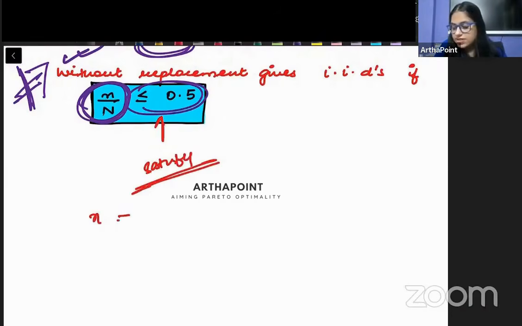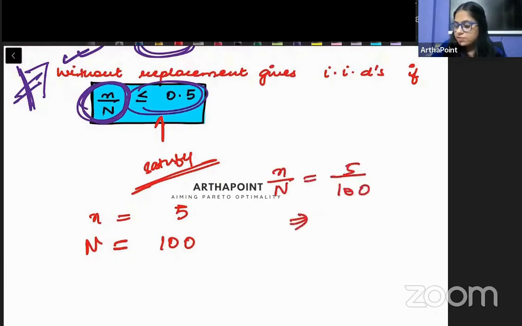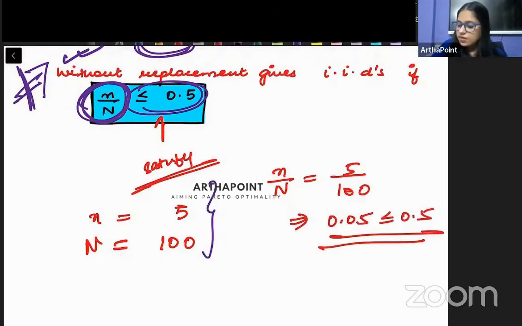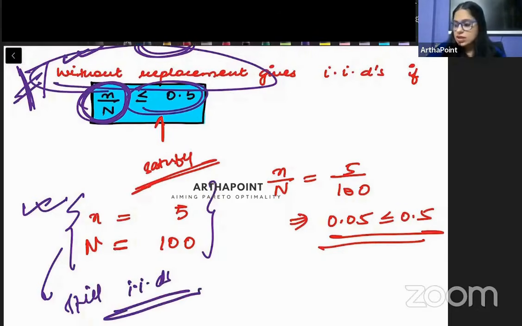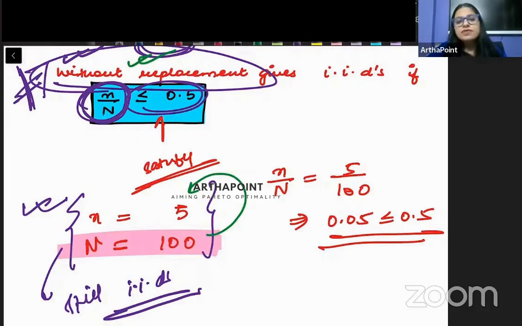So for example, if I tell you that the sample size is 5 and the population size is 100, what is my n by N? It is going to be 5 divided by 100, that means 0.05, clearly less than 0.5. So in this case, I will say yes, although it is without replacement, I will still be able to create IIDs. There is a very rare chance that the 5 observations we collect from these 100 without replacement will be dependent on each other. So we will be able to create an independent sample. Am I clear with it?